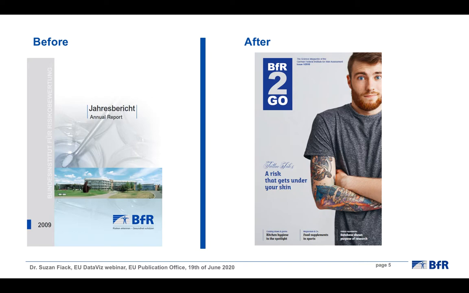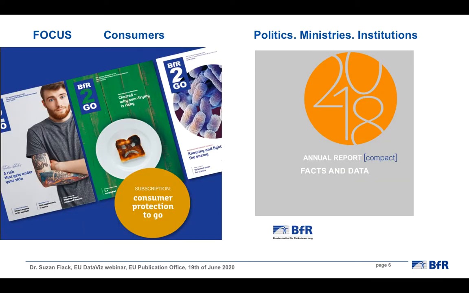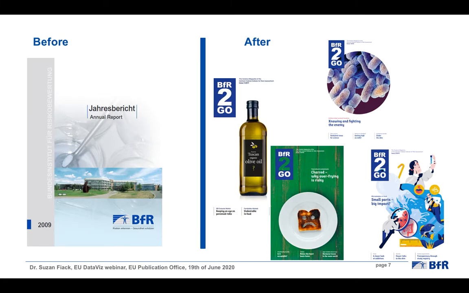But of course, as a public institution, we still have data and facts, and we now call this "Facts and Data". This is for politics, for ministries, for institutions. So we still need some kind of tables that are published. But everything that is of interest for the consumers, we just took out of the annual report, and this is now called our BfR2GO. These are our issues so far.